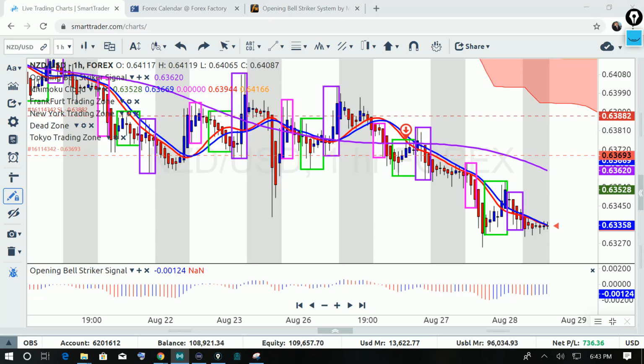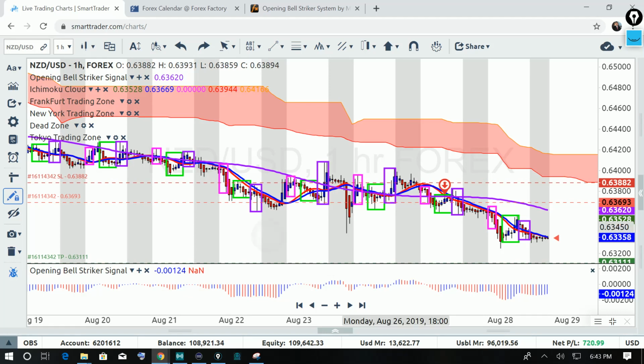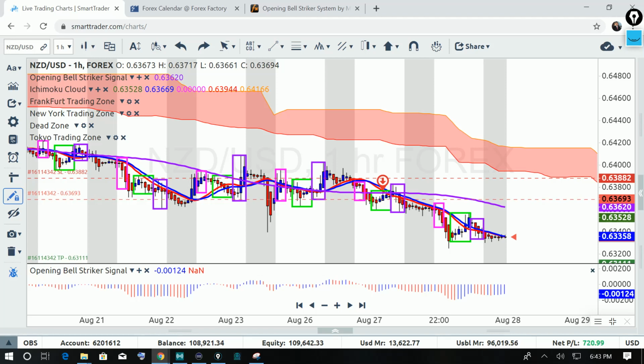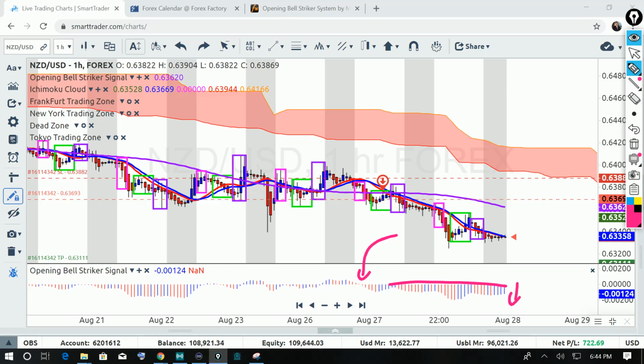So here we have the charts open right here, and I'm using the smarttrader.com trading software. And you'll notice right here, traders, that what I'm looking for is trend. I'm using an Ichimoku cloud as a trend indicator, and then I'm also looking at the market's volume, whether it's either bullish or bearish, based on this oscillator below. And you'll see right here, this is the oscillator that I'm referring to. This oscillator is telling me whether we're bearish based on momentum, and whether we're bullish.